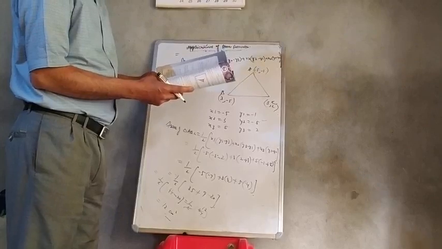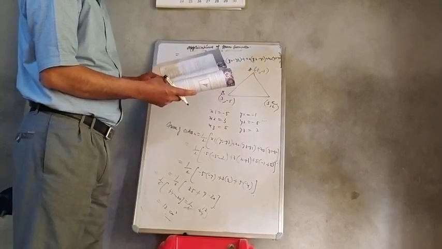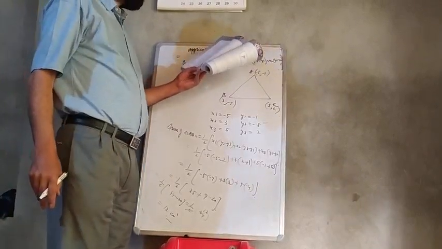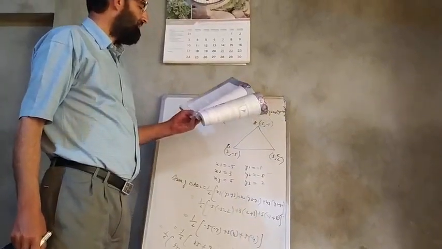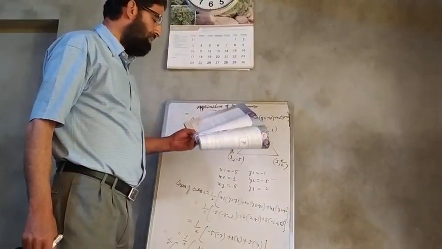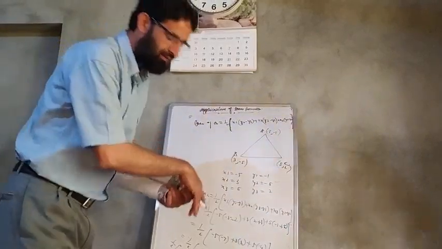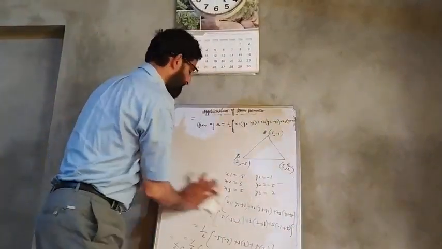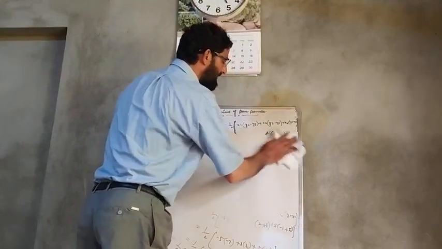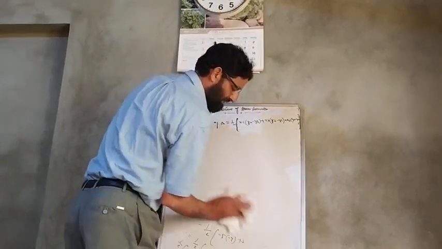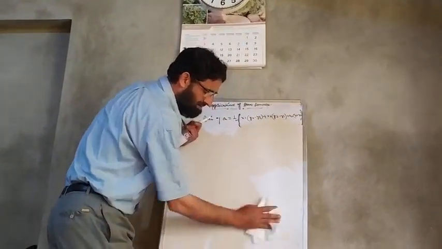Question number 1 has a second part. You will try it at home. Now question number 2, in each of the following, find the value of k for which the points are collinear. Collinear means when the area of the triangle is equivalent to 0. Then points are said to be collinear.